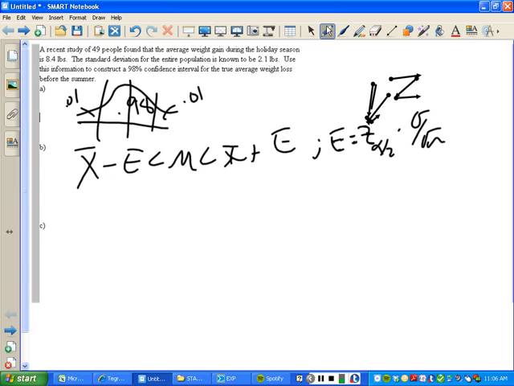Part C. Got to do a little bit of work. So we got 8.4 minus... Oh, we never looked the values up.